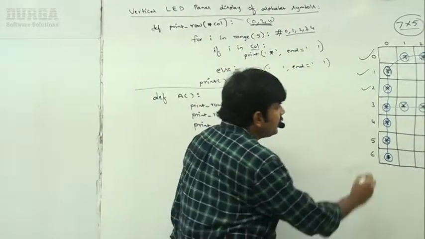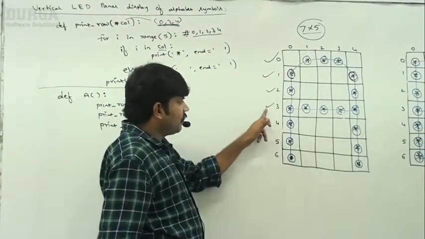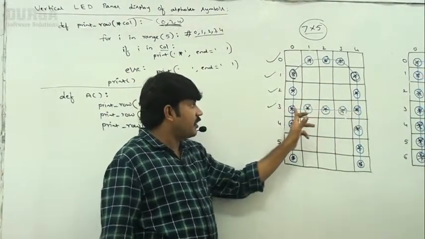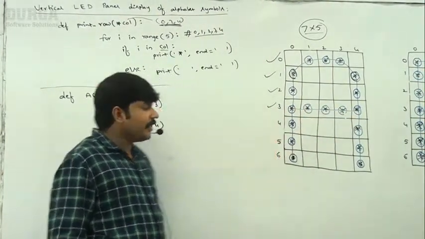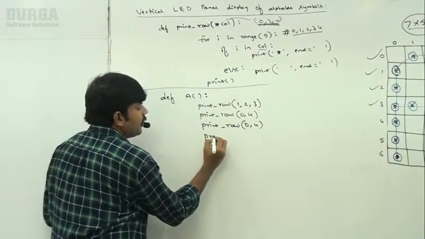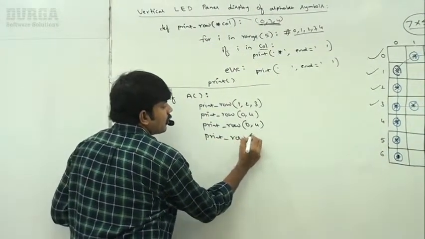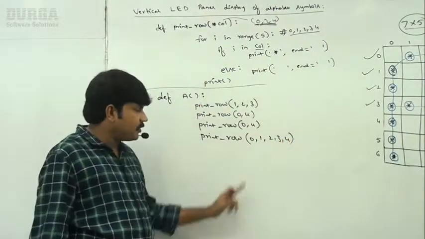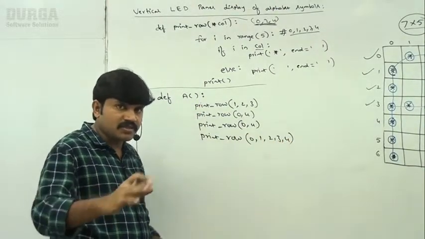Now the next one. Here, sir, third number row. How many star symbols are required? Sir, all 5 star symbols are required: 0, 1, 2, 3, 4. That's why let me write print row 0, 1, 2, 3, 4. Boss, I specified all 5 because I want star symbols everywhere.